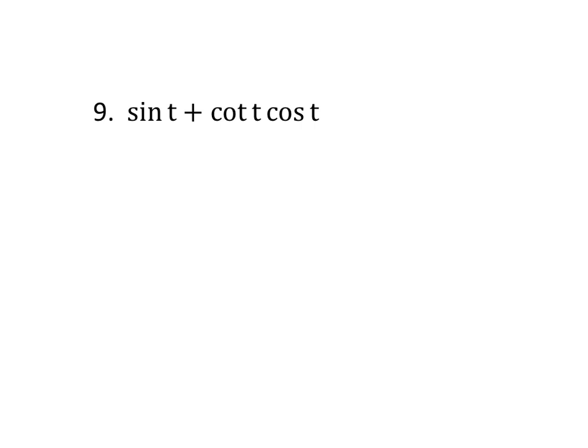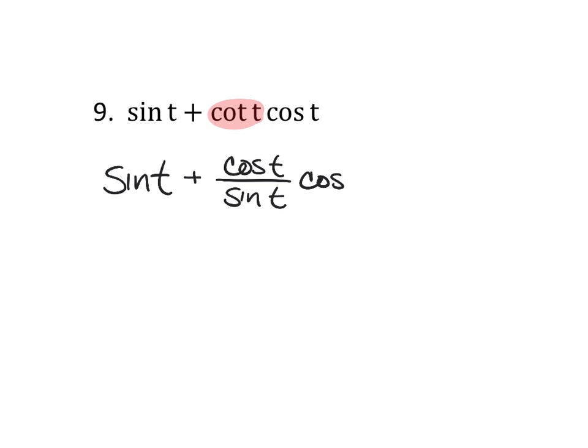Here's what I want to do first, because I see I have sines and cosines, but then I have this cotangent here. I want to get it in terms of sine and cosine as well, because I like things to all be sine and cosine when we're using them. So if I use the quotient identity here, what is the quotient identity for cotangent? Cosine of t over sine of t. All of that times cosine of t.